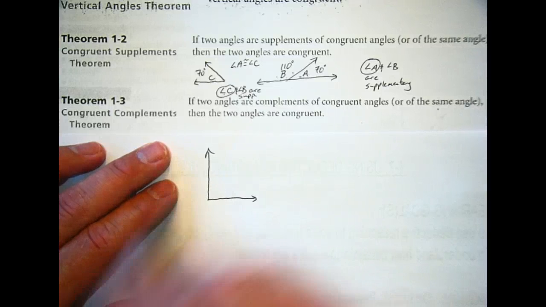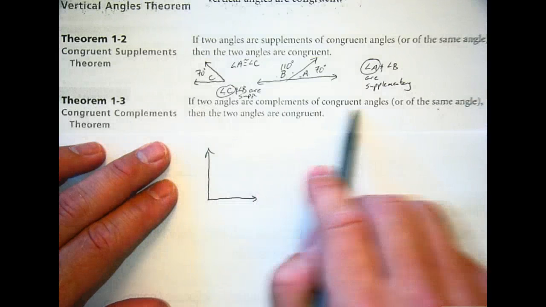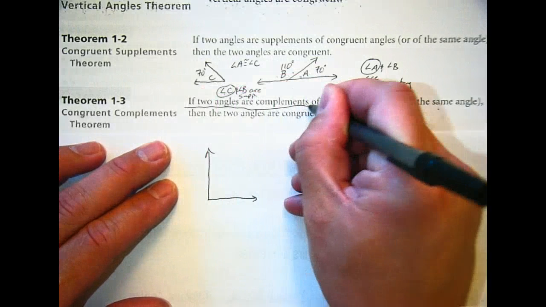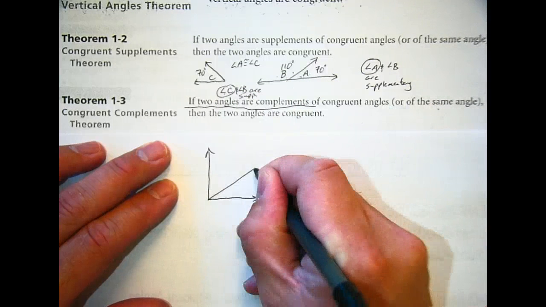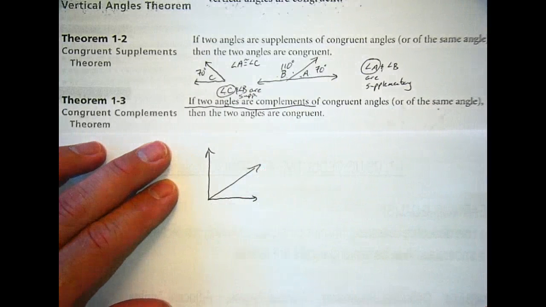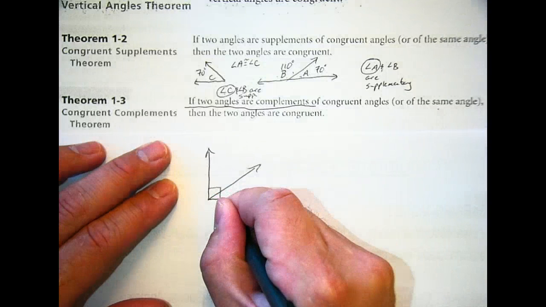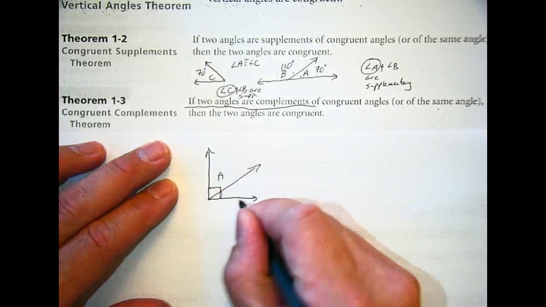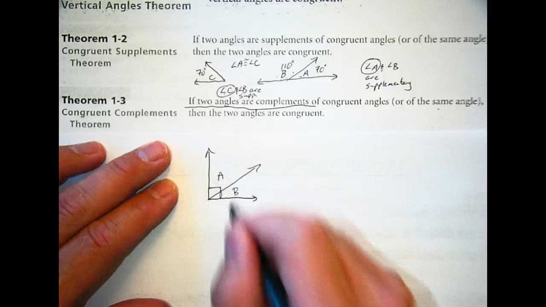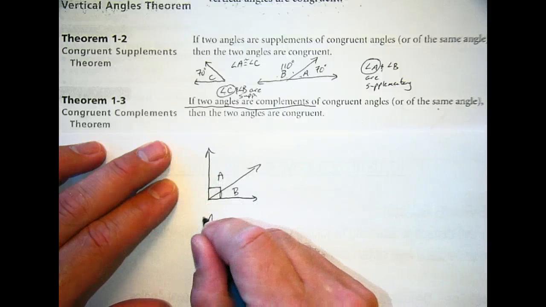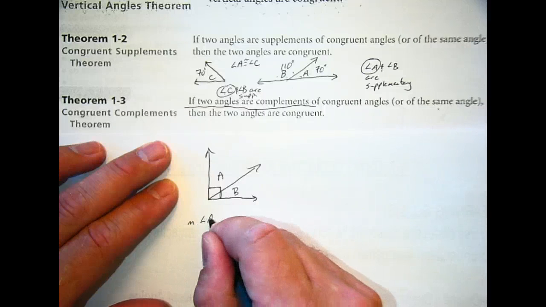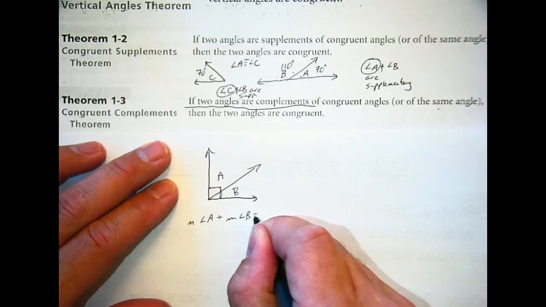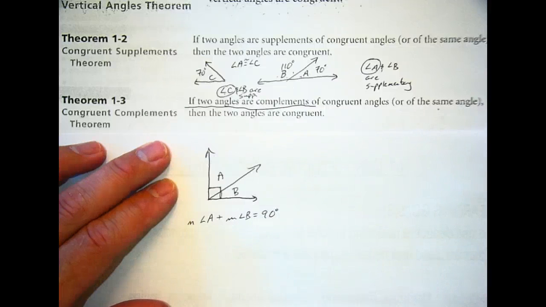But the first step here, if you're struggling: if two angles are complements of congruent angles, well, first I'm going to just start with if two angles are complements. Okay, so there we go. I have now made two angles. This is a right angle, meaning they add up to 90. If this is angle A and this is angle B, the measure of angle A plus the measure of angle B equals 90. Everyone agree?